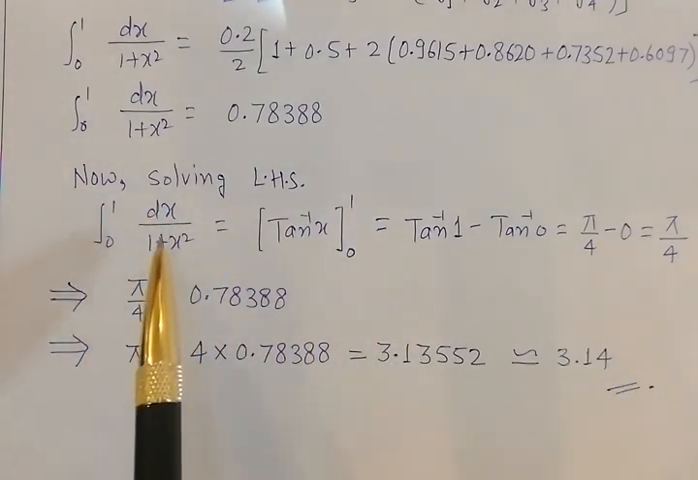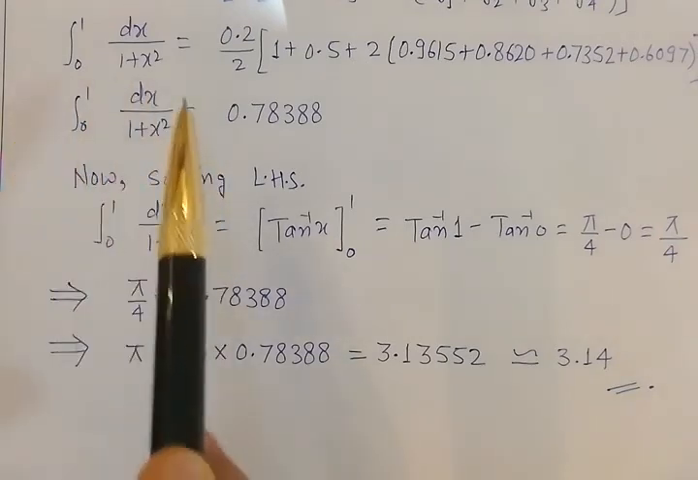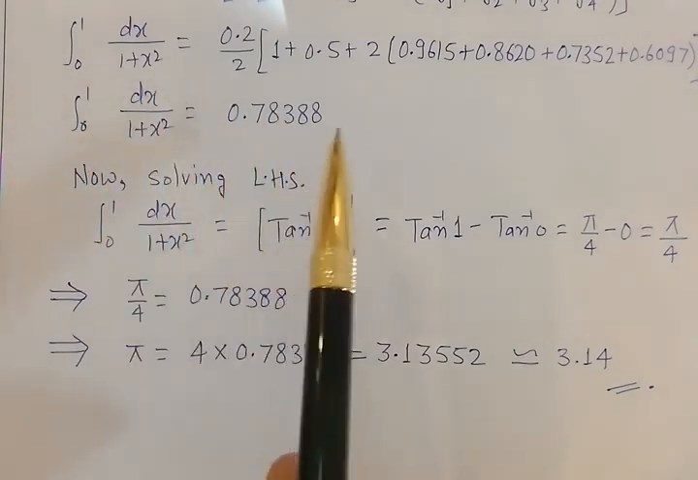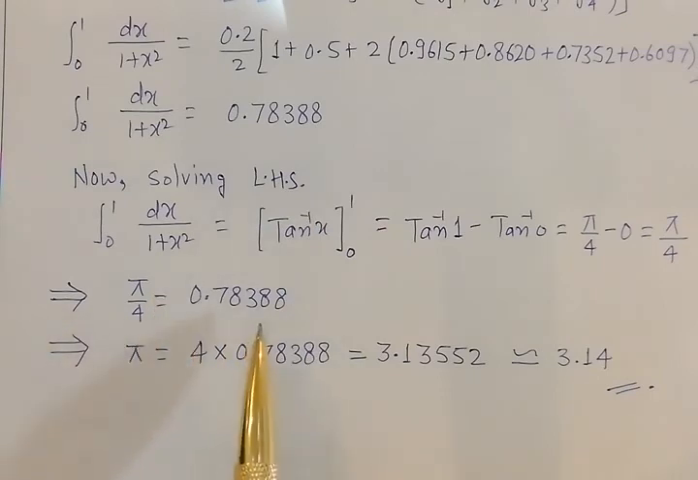So let us substitute this value here. This is the LHS. So pi by 4 is equal to 0.78388, that you can see. So by cross multiplication, pi is equal to this multiplied by 4, and this comes as 3.1355. It is approximately equal to 3.14, that you can say is the value of pi. So this way we have to solve the problems where the computation table is not given. We have to construct a computation table and find it out. Hope it is clear to you.